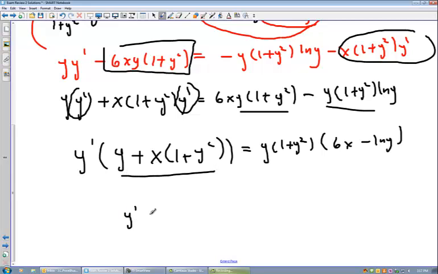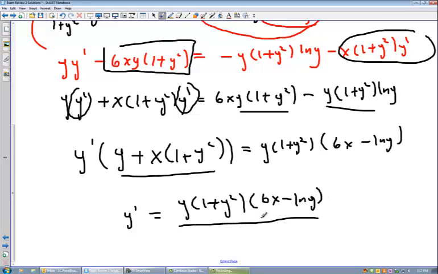Y prime is equal to y times 1 plus y squared times 6x minus ln of y, all divided by y plus x times 1 plus y squared. And that completes our review.